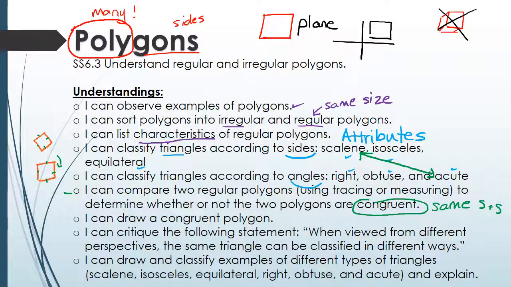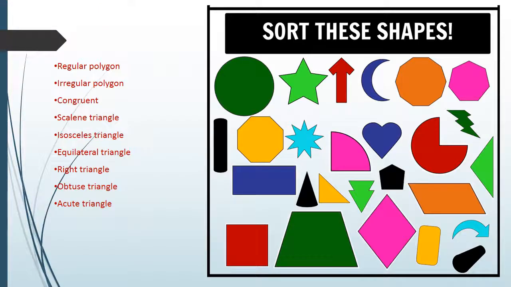I can critique the following statement. We just did that. When viewed from different perspectives, as in turning it, the same triangle can be classified in different ways. So with triangles, yes, they can have two different classifications. Any other shape, it's still that same shape, just turned. I can draw and classify examples of different types of triangles: scalene, isosceles, equilateral, right, obtuse, acute, and explain.